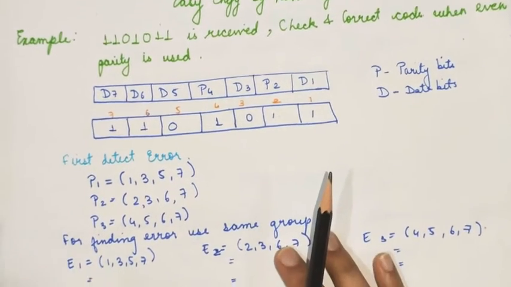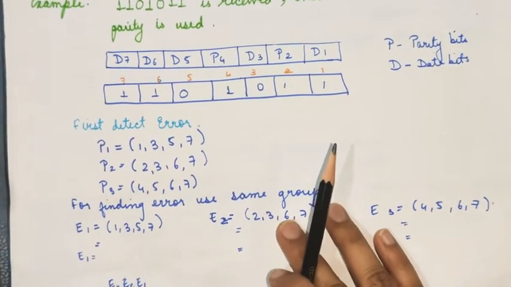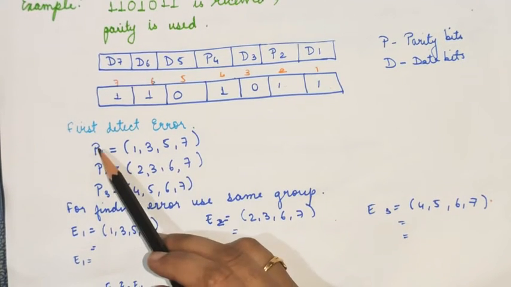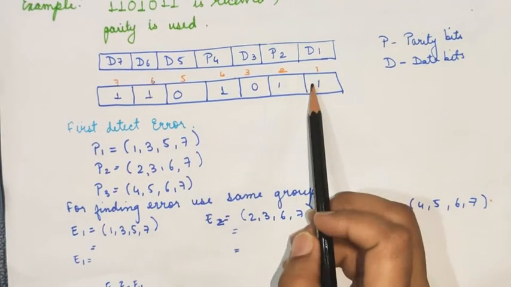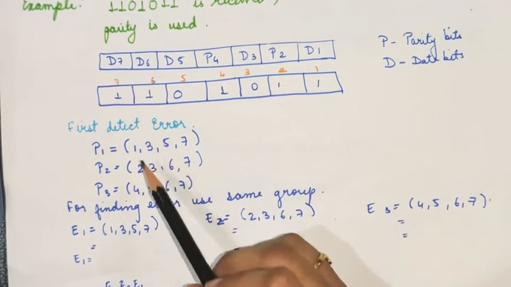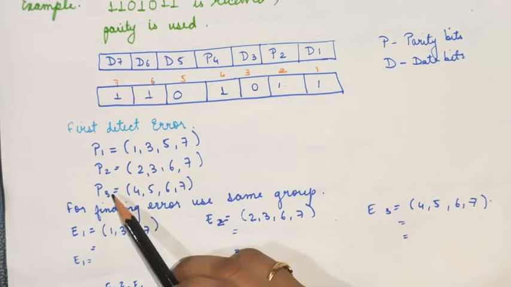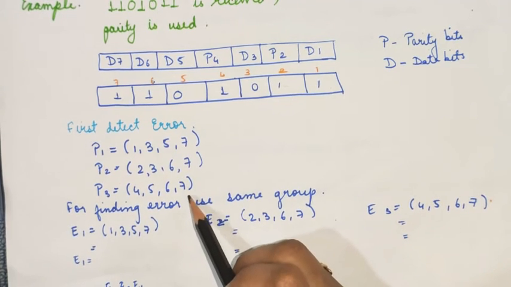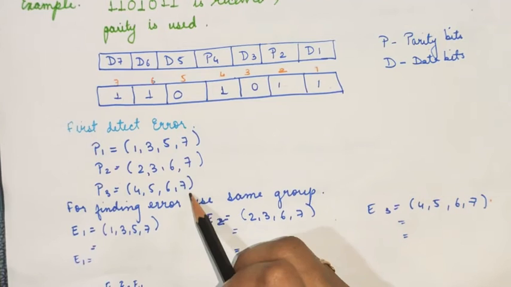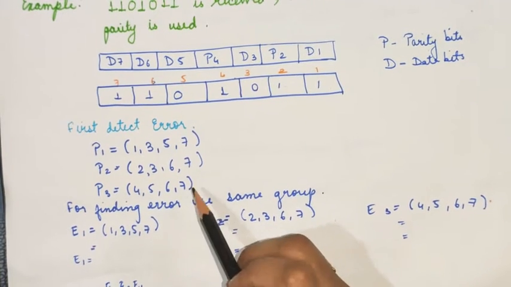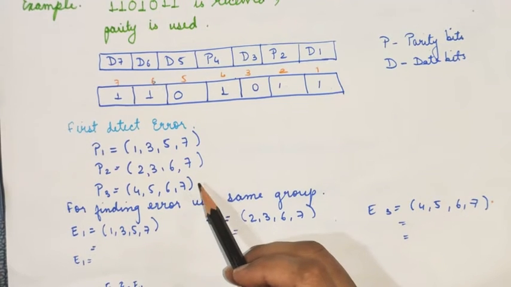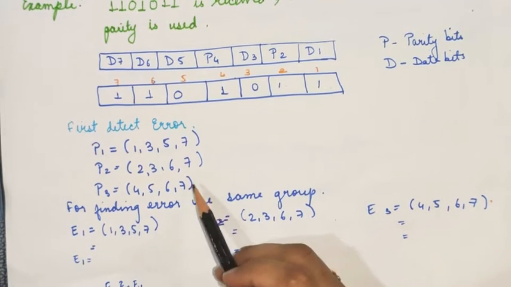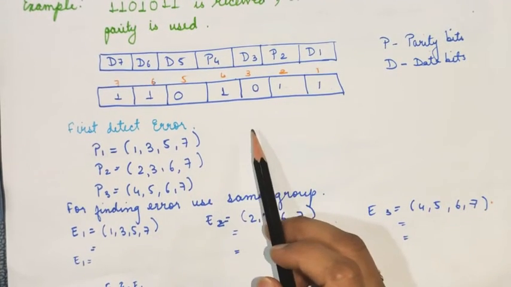Now as we have seen in the previous video, the grouping of the parity bits. For example, P1 has a group of 1357. Similarly, P2 has a group of 2367 and P4 has a group of 4567. These are the parity bit groupings that we have already seen. How we have calculated them, we have also seen in the previous video. So for understanding it better, I would like to suggest, don't forget to watch the Hamming code video or the error correcting code video.